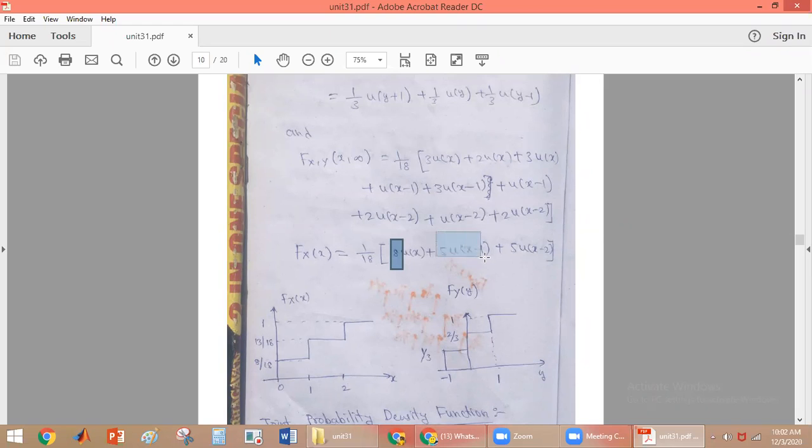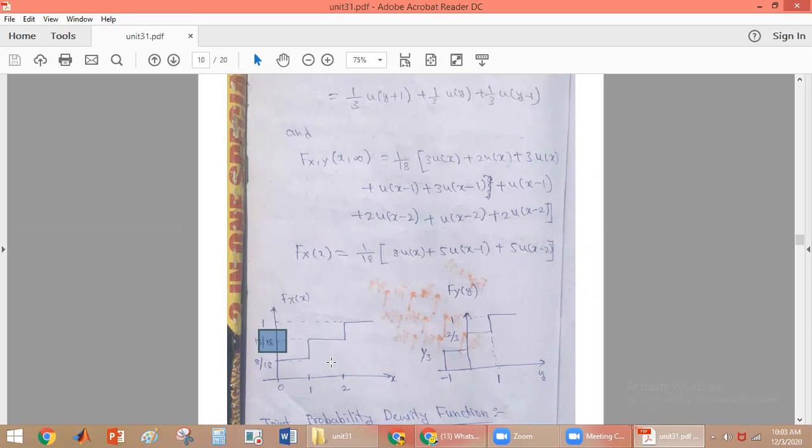This step function will start from x is equal to 1, and its amplitude will be 5 by 18. Already we have one step function with amplitude 8 by 18. Now we have one more step function with amplitude 5 by 18. Adding these two, we get 13 by 18. So the amplitude of the step function at x is equal to 1 will be 13 by 18.